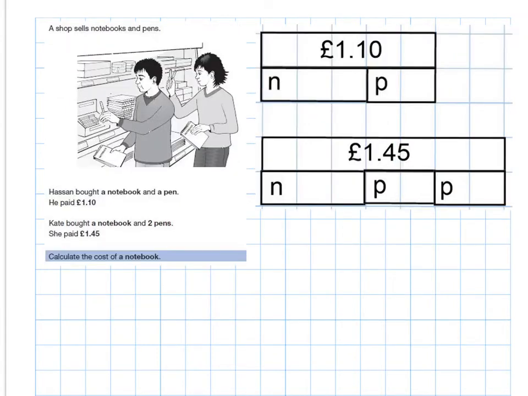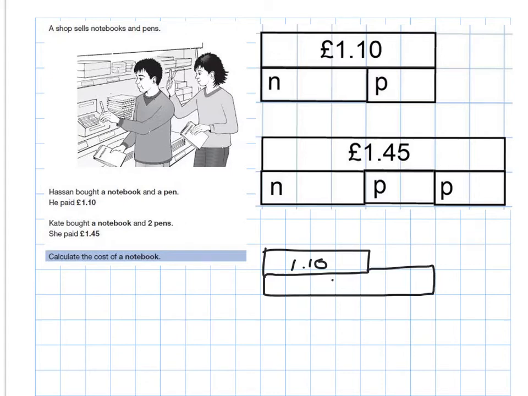So now we've got two numbers that we can compare to each other. We've got our £1.10. We've got our £1.45. So we can work out the difference between those two bars. And the only difference between these two bars is this pen here. So once I work out the difference between this number and this number, that value is the value of this pen here. And because this pen is the same price as this pen, I can then fill this bar in.